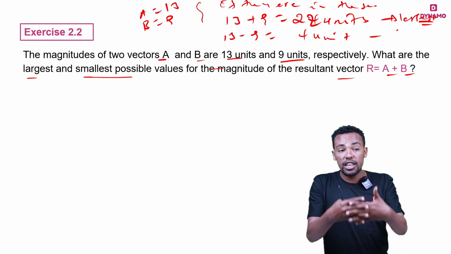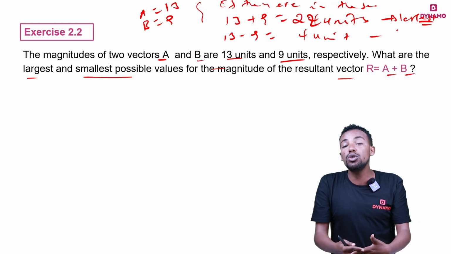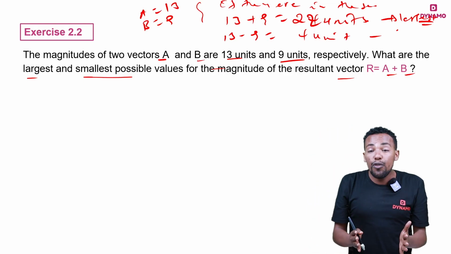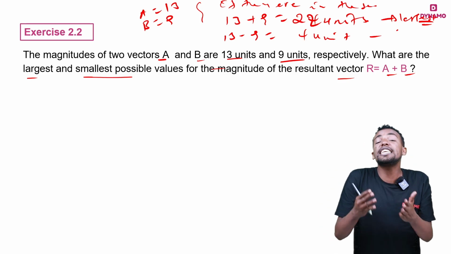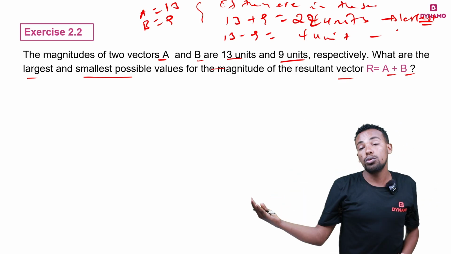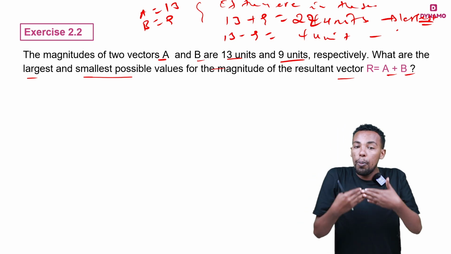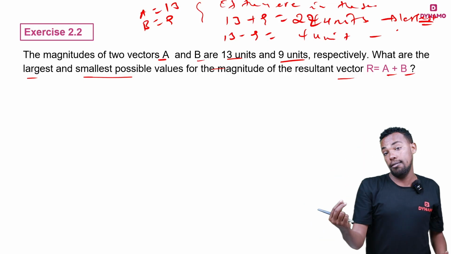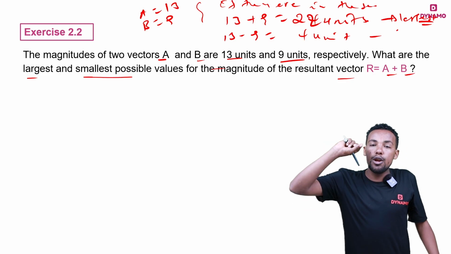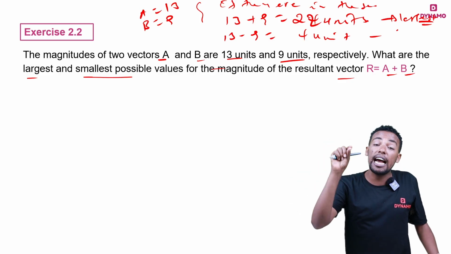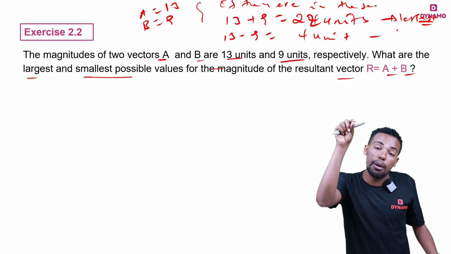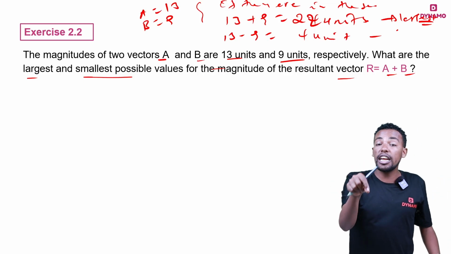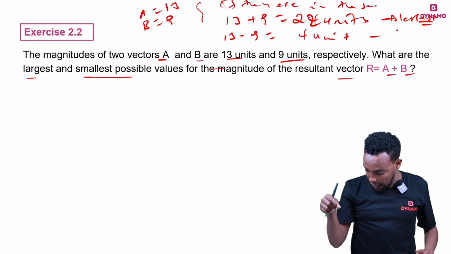The possible resultant vectors of A and B which are 13 units and 9 units, the smallest is 4, the largest is how many? 22. Therefore, the possible value of this A and B is between 4 up to 22. It may be the possible value of the magnitude of the resultant vector of A and B. Lakkoofsonni 4 fi 22 gidduu jiranii carraa resultant vectorii A, B kan 13 fi 9 ta'an kana ta'uu ni danda'a jechuudha.